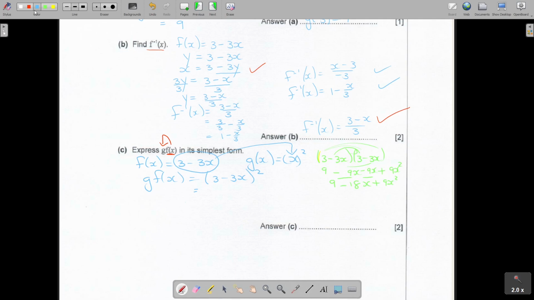So let me just write it down. So this is 9 minus 18x plus 9x squared. You can leave it like that, it doesn't matter. They're not going to worry about the order. It's just that sometimes we like to write the x squared first. Watch your sign: 9x squared minus 18x plus 9. But they're going to focus on whether you have a positive 9x squared, a negative 18x and a positive 9, no matter in what order. So 1 mark if you come to that step and 1 for your final answer.